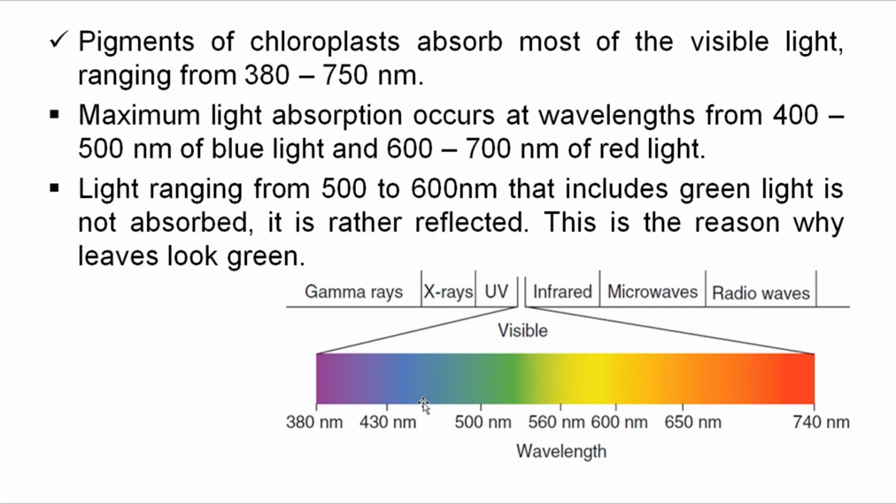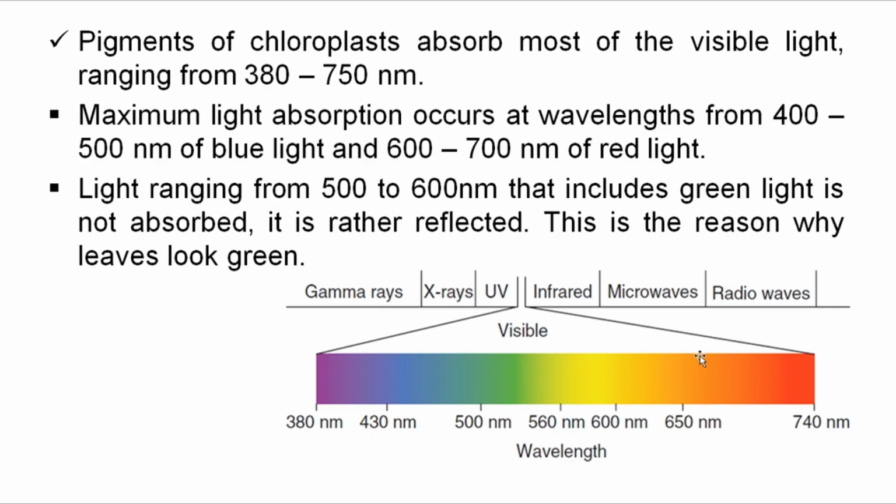Yes, maximum absorption of blue light occurs between 400 and 500 nanometers, and maximum absorption of red light occurs between 600 and 700 nanometers. Good. So this is the red light, and this is the blue light, where maximum light absorption occurs. So there are two peaks, the blue light and the red light. These are the maximum peaks that absorb maximum light.